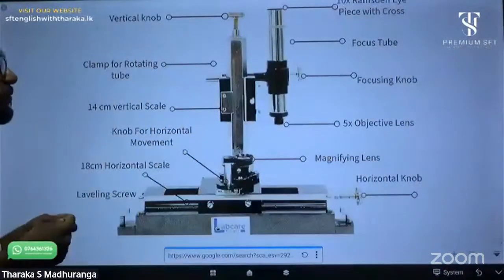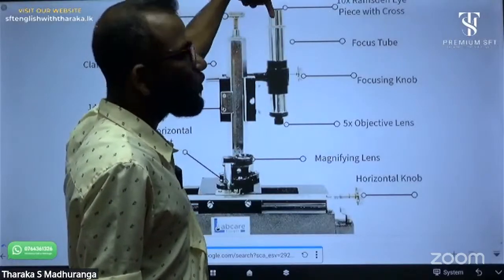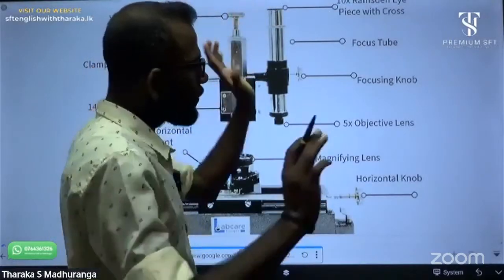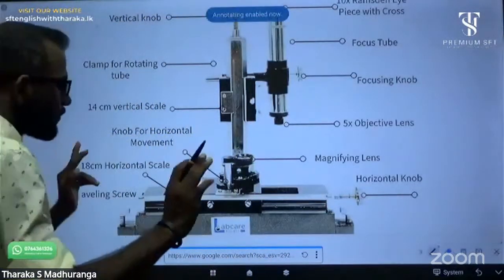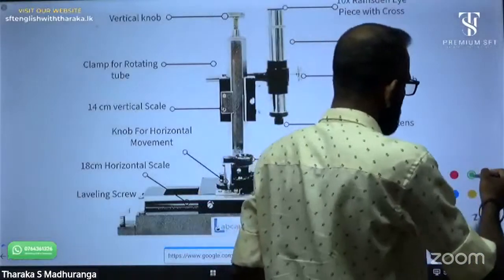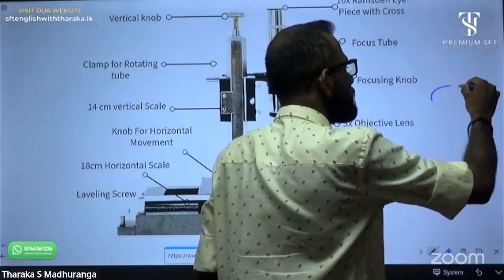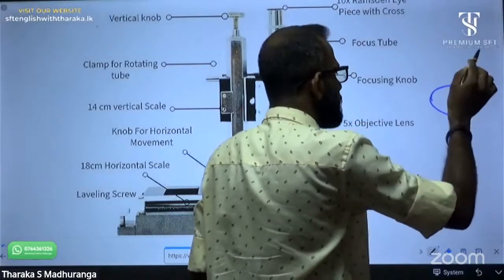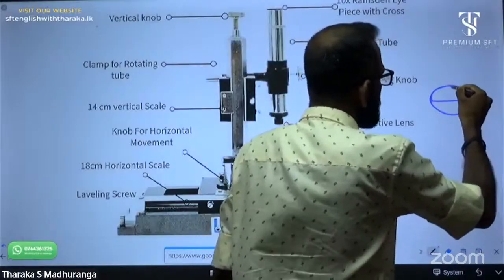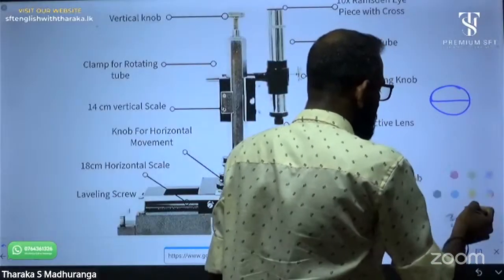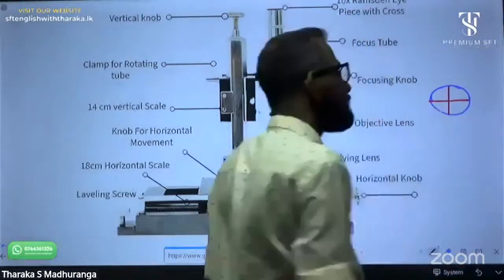Now, if you observe through the eye lens, this is very important. Think of this as a lens. If you focus well with this focusing knob, you can see a red color cross line like this.